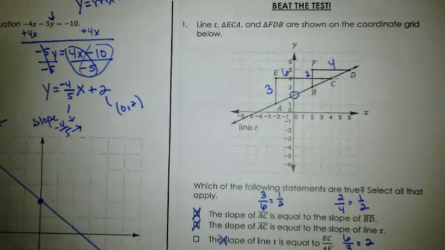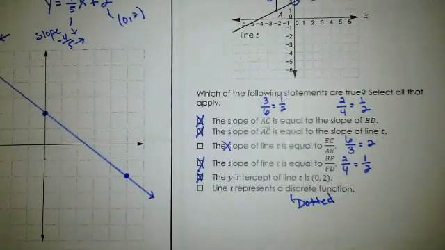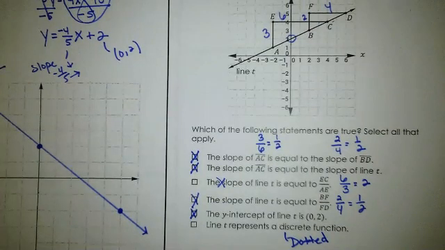Line T represents a discrete function. So remember, discrete means dotted. Discrete is dotted. We definitely do not have a dotted graph. We have a continuous connected line. So this is not a discrete graph. A discrete graph would be dotted, meaning your x value was things you were counting and you would not be able to use decimals and fractions for x. And we have a solid line. So it's not discrete.